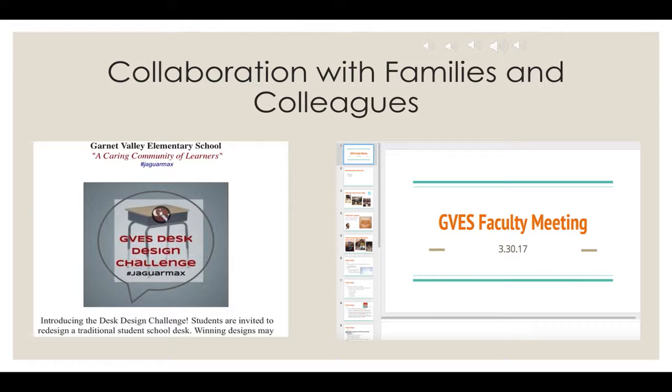The picture on the left is an example of collaboration with family members and community members because this is a newsletter that goes home every week from the school. It can discuss upcoming events and possible happenings in the school, and for this one in particular, the principal posed a design desk challenge for students on spring break that could participate and bring in their designs when they return.